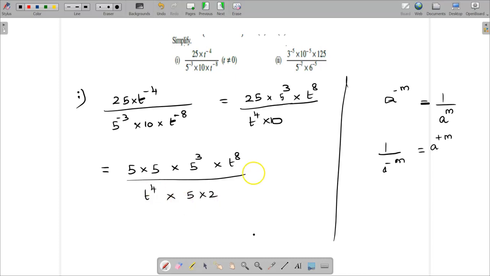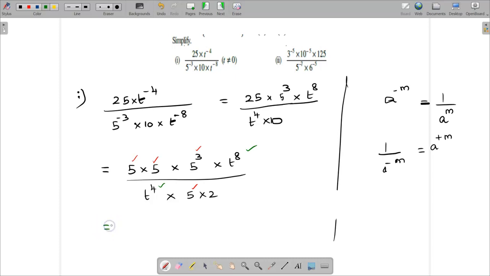So once you have simplified, now what are all the terms I can combine? Here 5, here also 5, here 5 power 3, here also 5. So all these terms I can combine. And similarly, what are the other terms I can combine? Here the t term, here also the t term. These two terms I can combine. So 2 remains the same, there is no change in your 2.